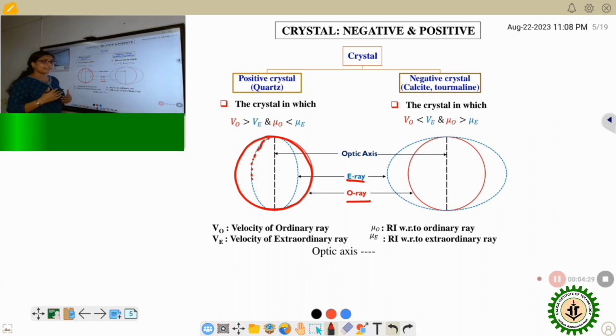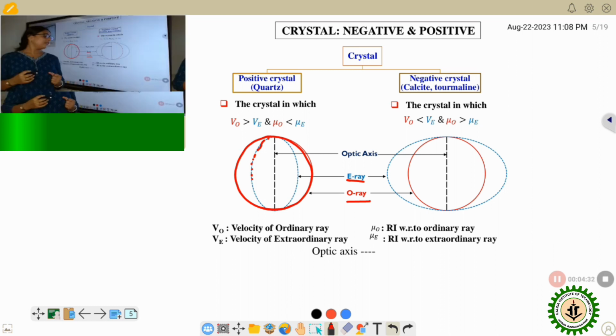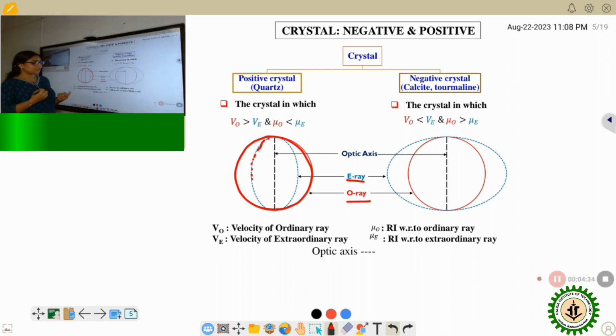Now, we classify the anisotropic crystals according to the velocity of O ray and E ray inside these crystals. If the velocity of O ray is greater than the velocity of E ray in any crystal, that crystal is known as positive crystal, and vice versa. That is, if the velocity of O ray is less than the velocity of E ray, the crystal will be called a negative crystal. Calcite is such negative crystal, whereas quartz is an example of positive crystal.